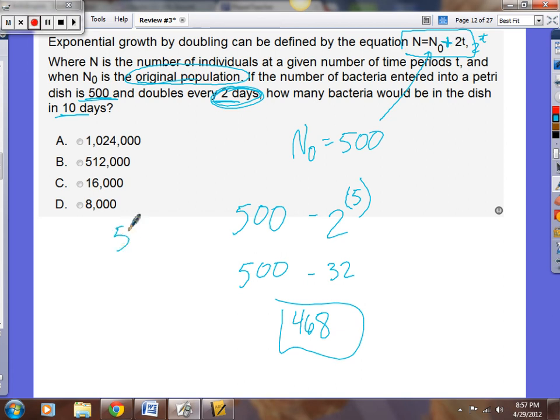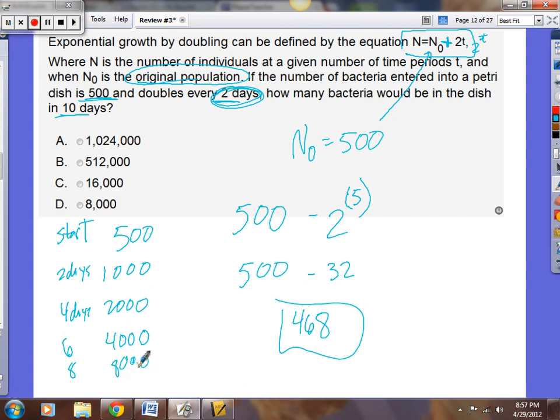But if you start with 500 and it doubles, 2 days later you're going to have 1,000. So this is where you start. This is 2 days. 4 days you're going to have 2 grand. 6 days you're going to have 4 grand. 8 days you're going to have 8 grand. 10 days you're going to have 16 grand. So it should be C. That's pretty easy to do with mental math, but I'm not sure how this formula is working. Alright.